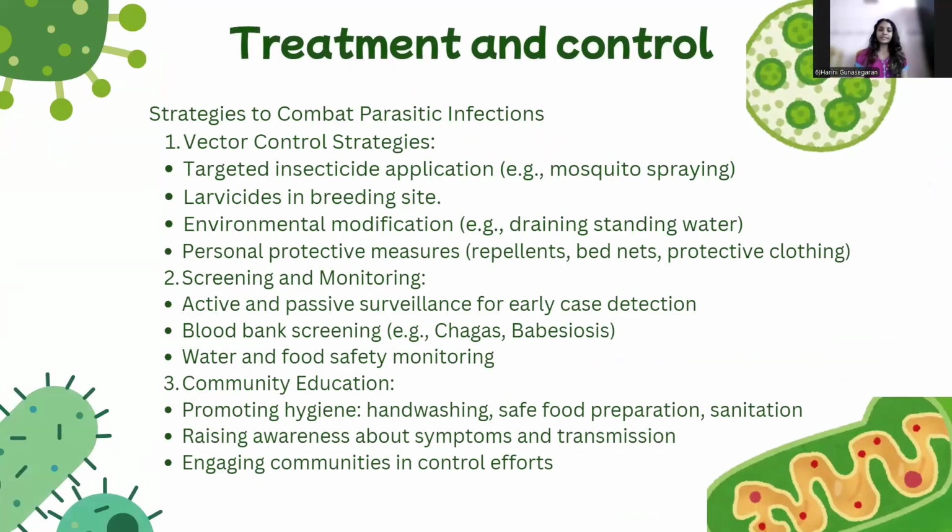Now we look into the treatment and control. Firstly, we have vector control strategies. This involves measures like targeted insecticide applications, such as mosquito spraying and using larvicides to eliminate the breeding sites. We also need to focus on environmental modifications like draining standing water properly and promoting personal protective measures such as using repellents and protective clothes.